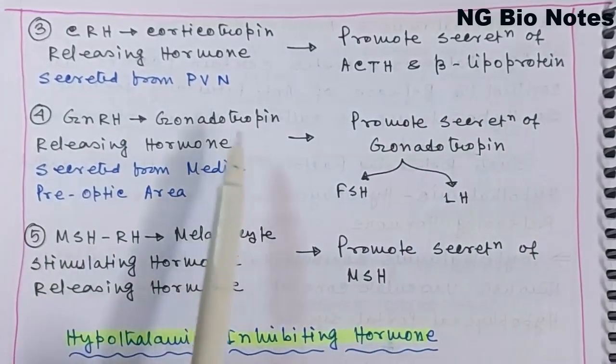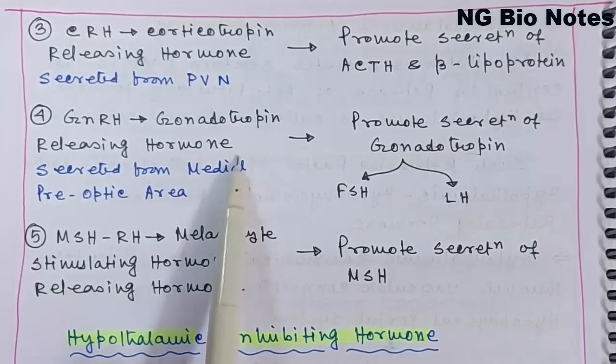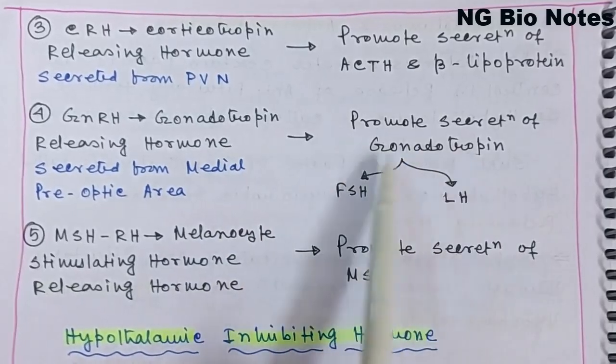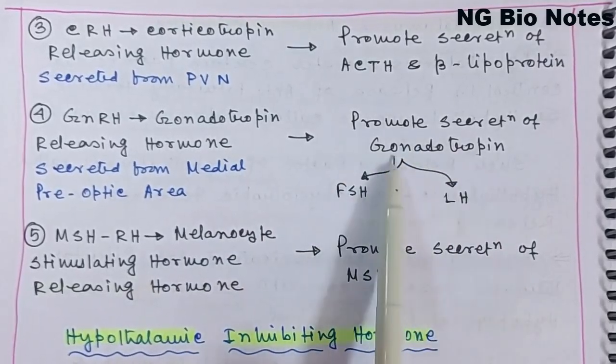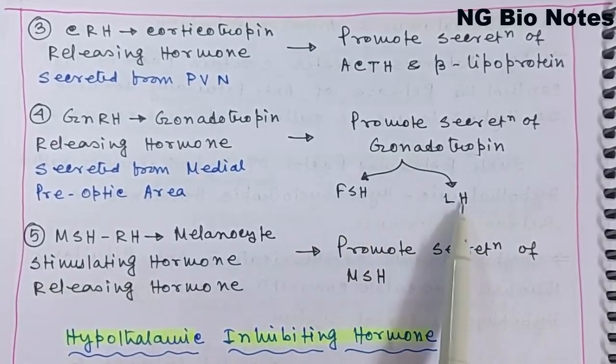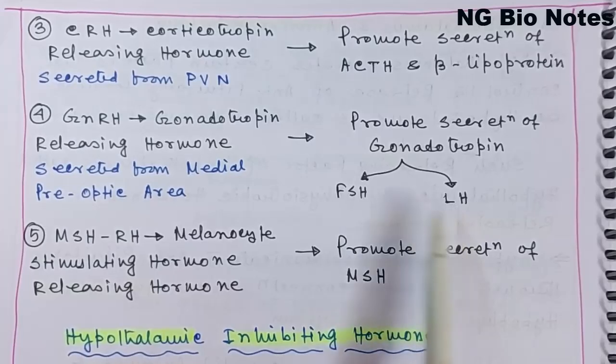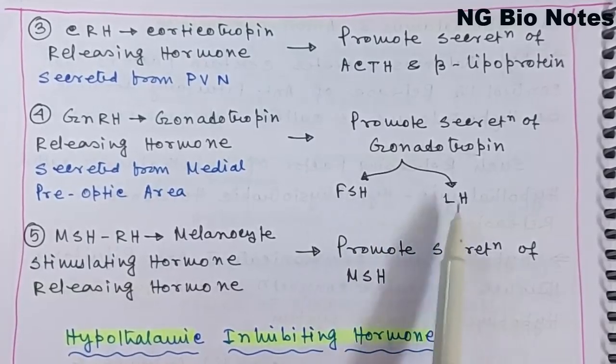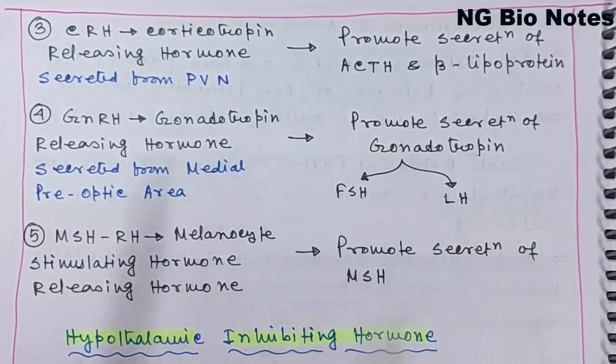The next hormone is gonadotropin releasing hormone, which activates the adenohypophysis to secrete gonadotropic hormones. These are of two types, FSH, or follicle stimulating hormone, and luteinizing hormone. These two types of hormone are secreted from the adenohypophysis in both male and female.